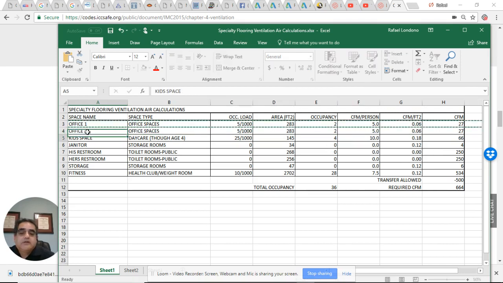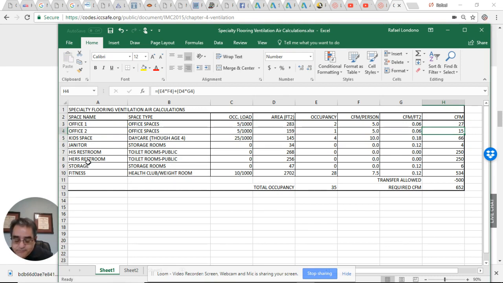So I'm going to change the area. Now all I have to do here, because they're similar type spaces, all I got to do is change the area. So the second office, it's 159 square feet. As soon as I do that, this number is going to drop to 1. This number is going to change to something less than 27 as soon as I hit enter. So here we go. One person. These numbers don't change because we put those in from the table, but we calculated now we only need 15 CFM for that room. Okay. So I check as I go along.